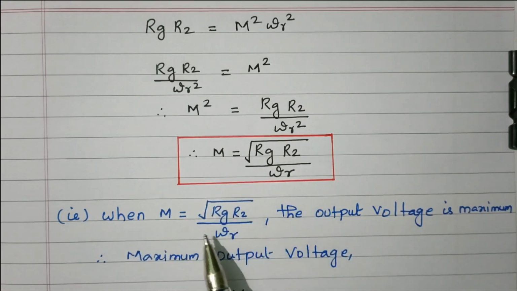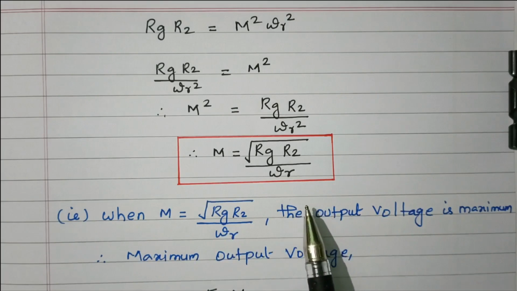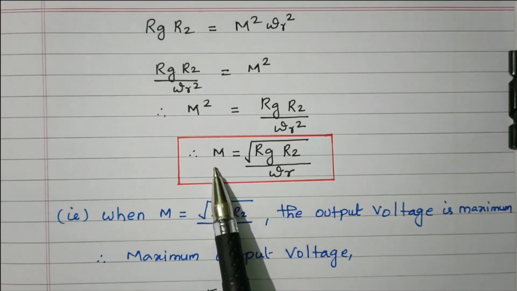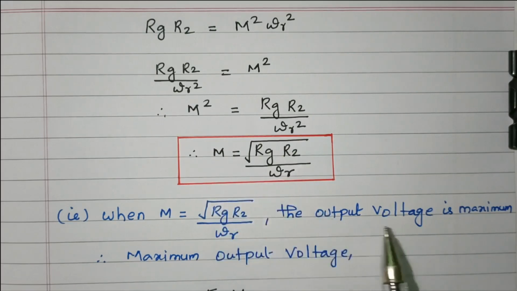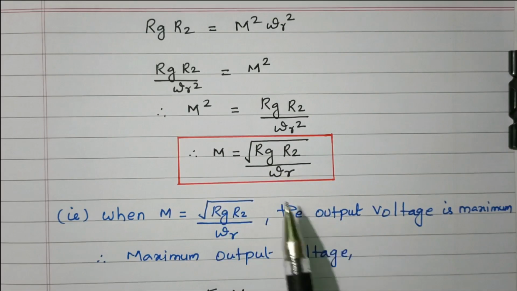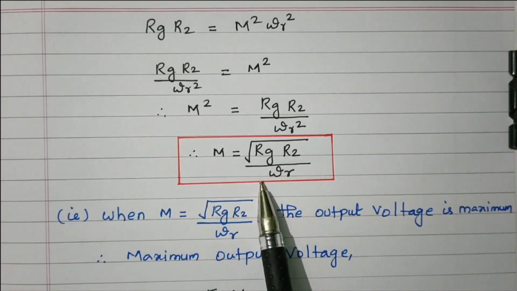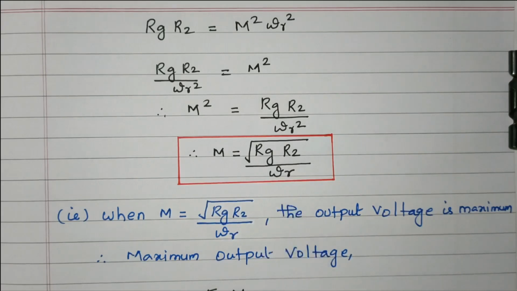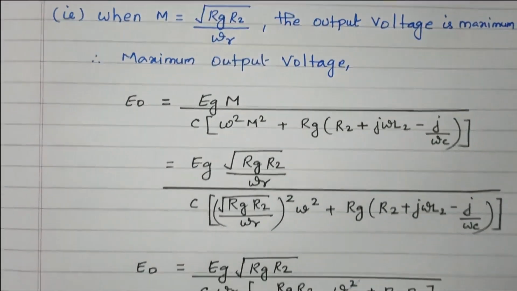So when m equal to square root of Rg R2 divided by omega r, the output voltage is maximum. So this is the condition. dE0 divided by dm is equated to 0. At the time we got this expression m. So this is the value at which the output voltage is maximum. So by substituting this m equal to this value, we will get the maximum output voltage. Now we'll see how we are getting the maximum output voltage.